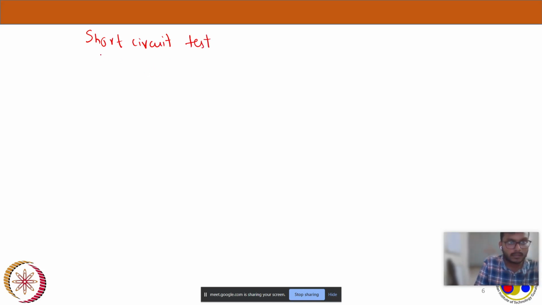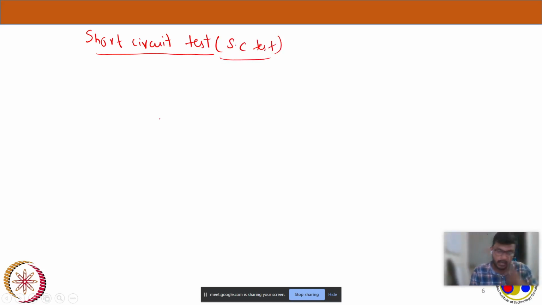Short circuit test. SC test is short for short circuit test. Now, the same way we approached the open circuit test, we will approach this one. First, we will draw the circuit diagram, like how it will look. So, one more thing is, we will conduct the short circuit test on the HV side. That means we will short circuit the LV side and we will place our instruments on the HV side. And for this also there is a reason, and you will understand why we are doing it like that once we proceed with the discussion.